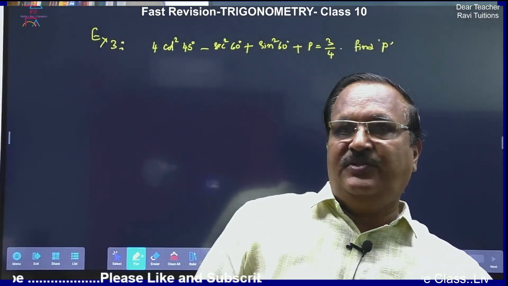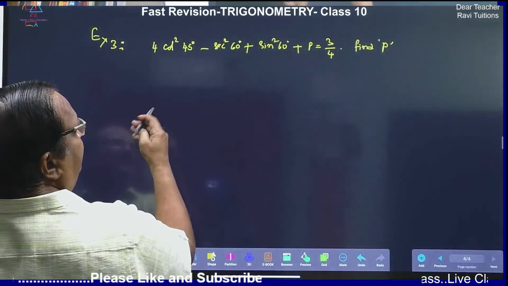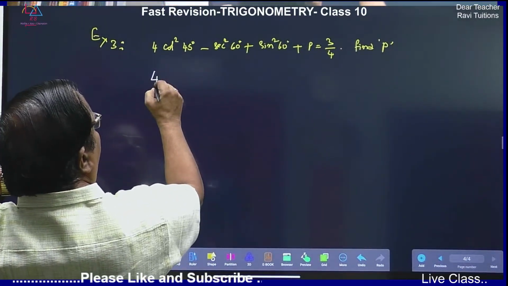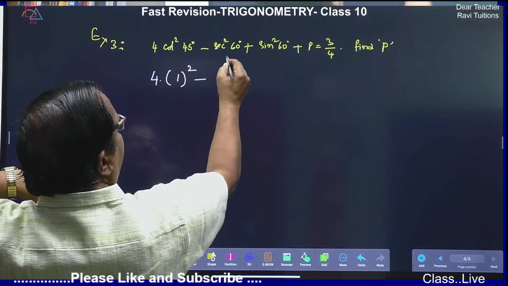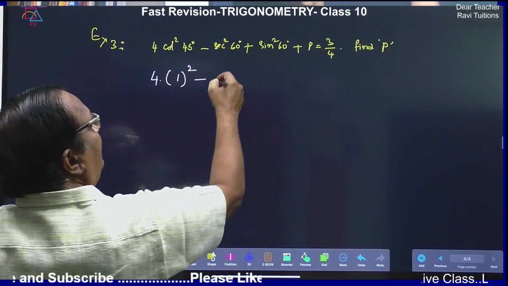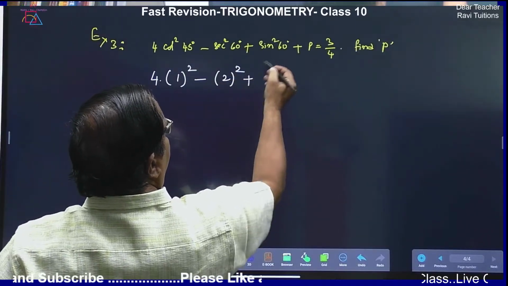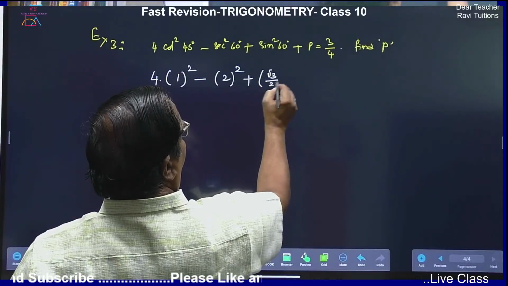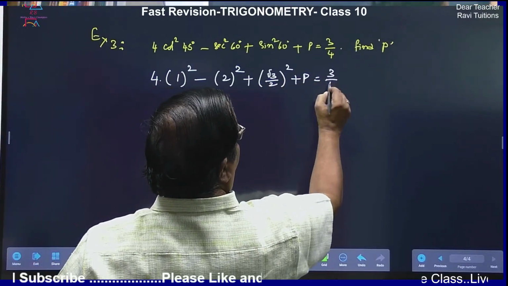Okay. So now I have to put the values. Cot 45, I am not going to do anything, I am just putting. So 4 is 4 only. Cot 45 is 1 whole square. Secant 60, cos 60 is 1 by 2, so this is 2 whole square. Sin 60, root 3 by 2 whole square, plus P is equal to 3 by 4.